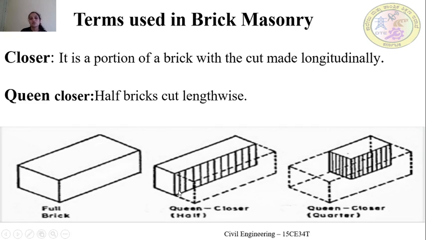So queen closure. Just now I said closure means it is the portion of a brick with the cut made longitudinally. So queen closure means half bricks. Just observe this picture. In this full brick, I have removed half of the brick and the remaining portion is called as the queen closure. Okay, and now again in this queen closure, you just cut into half. So the remaining portion is called as the quarter queen closure.